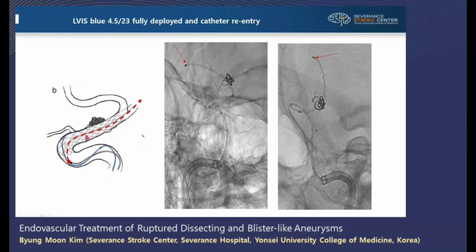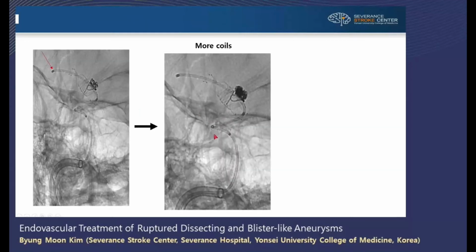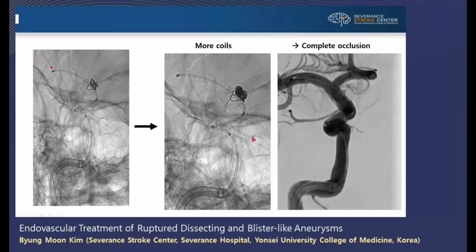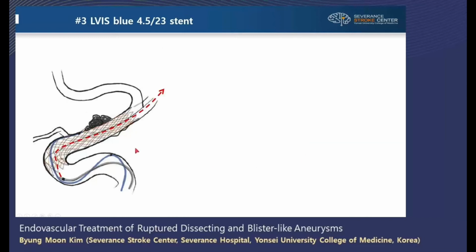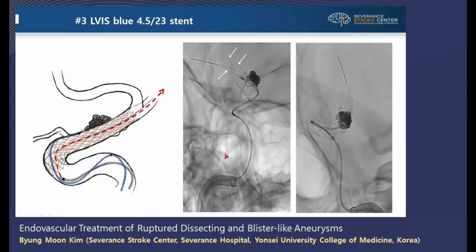And then the stent was completely deployed and the microcatheter re-advanced through the stent like this. And more coiling was performed. The control angiogram showed near complete occlusion. A small remnant is noted. 2 more Elvis stents were deployed with a similar technique like this. This is the third stent.